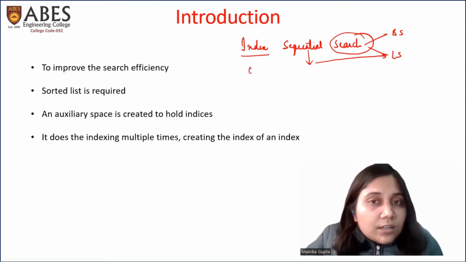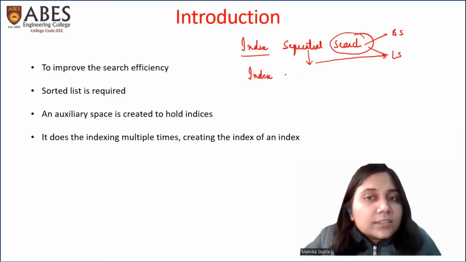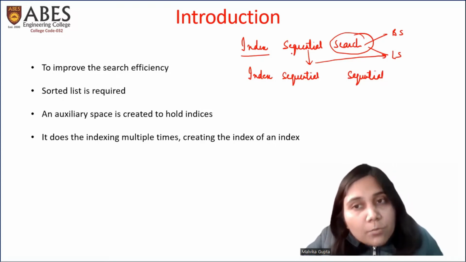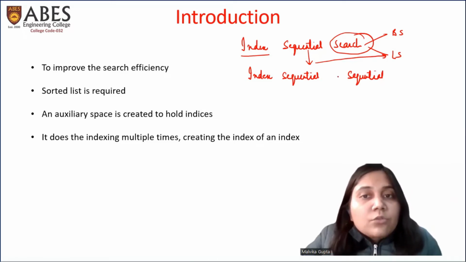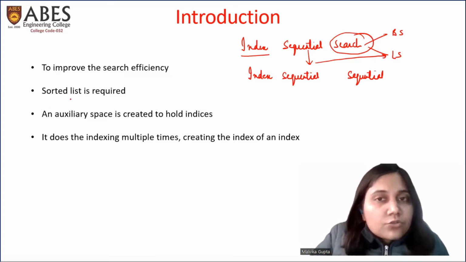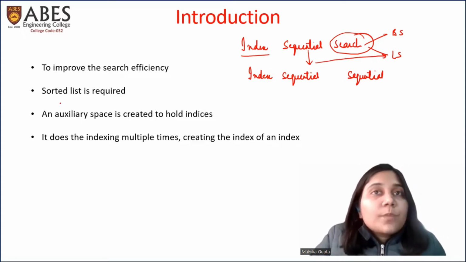We are only considering the efficiency in the case of index sequential and sequential search, because that is the name of this searching technique. We need to compare the efficiency of searching between index sequential and sequential search. We perform these searches on a sorted list of elements, which should be sorted either in ascending or descending order, and according to that we can plan our conditions.